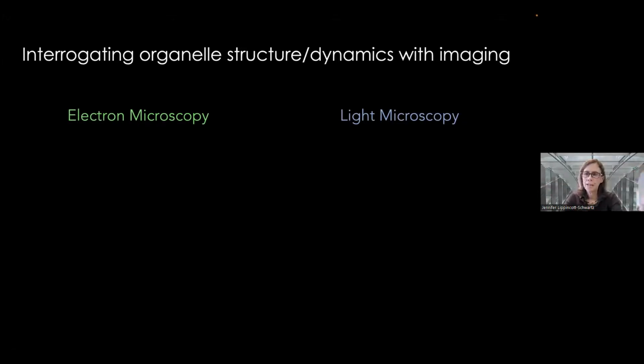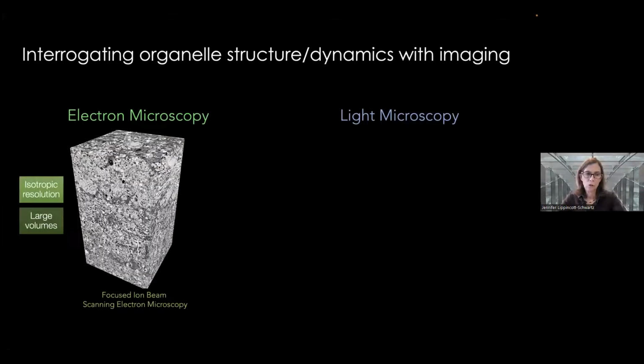Now, there's basically 2 different ways to look at organelles if you are imaging cells. One is a static modality, electron microscopy, and the other is light microscopy. Both of these approaches really complement each other in many different ways in terms of allowing us to understand how these organelles distribute, interact with each other, and function within cells. So today I want to share with you some new innovations in these 2 different domains.